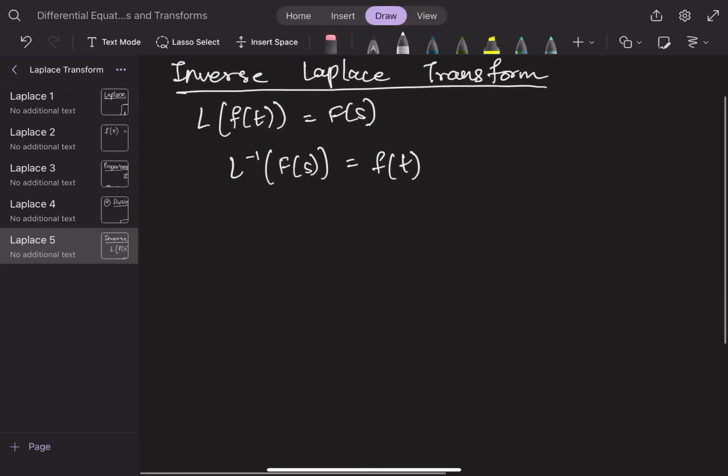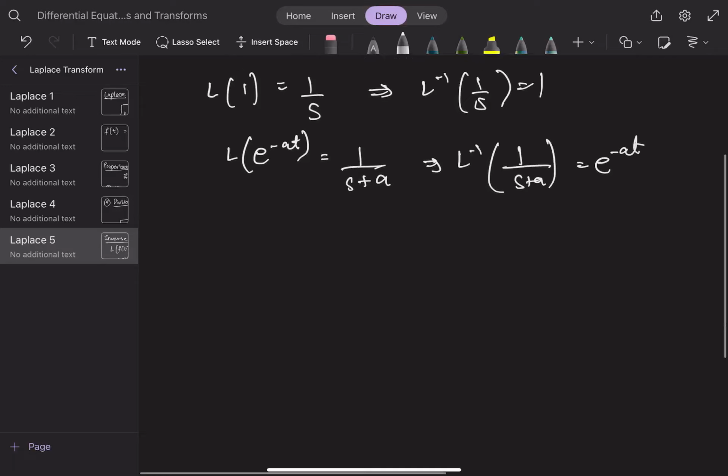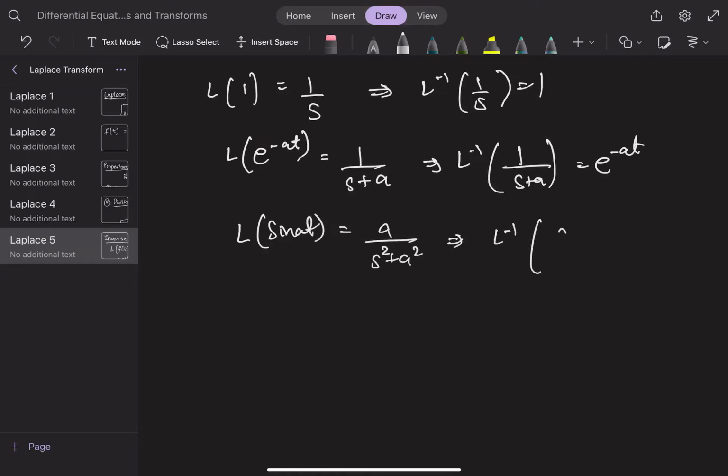You know that Laplace of 1 is 1 by s. So Laplace inverse of 1 by s is 1. Laplace of e raised to minus at is 1 upon s plus a. So Laplace inverse of 1 upon s plus a is e raised to minus at. Laplace of sine at is a divided by s square plus a square. So Laplace inverse of a divided by s square plus a square is sine at.